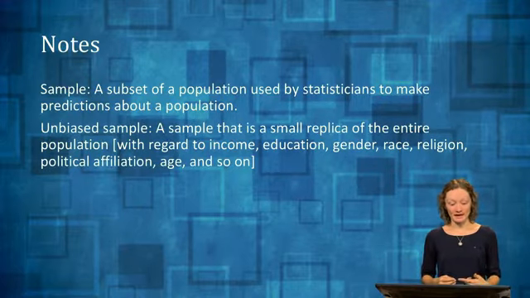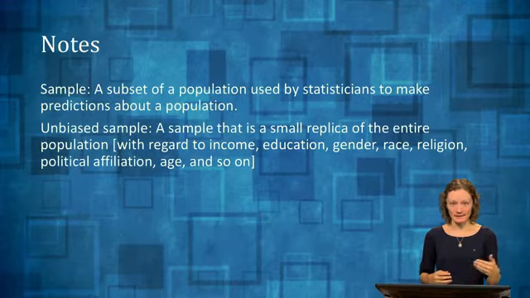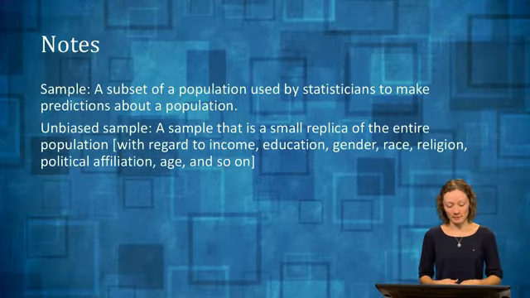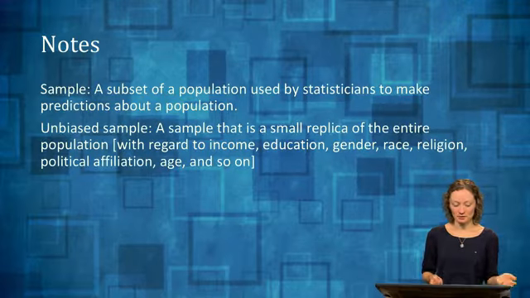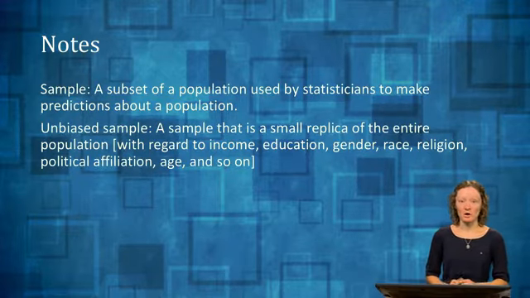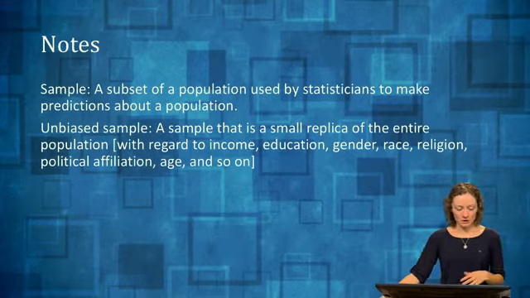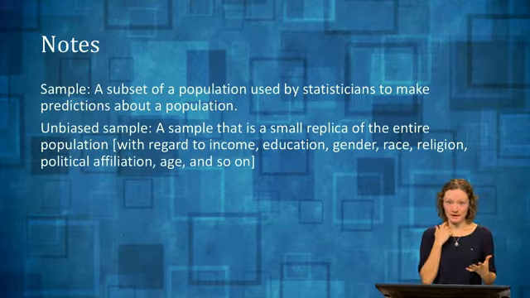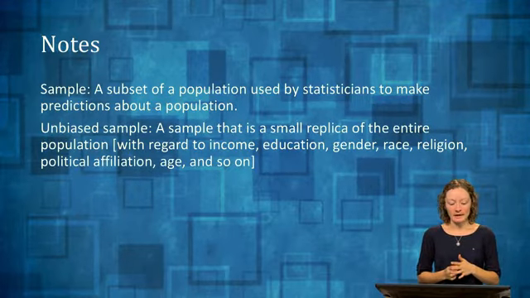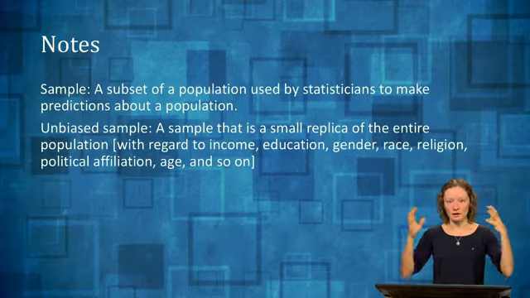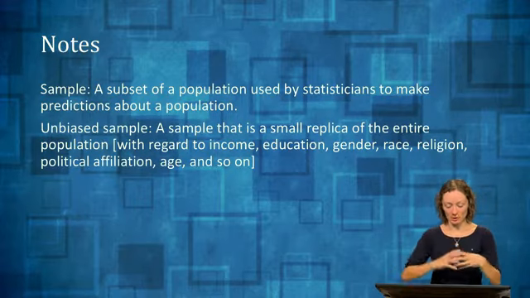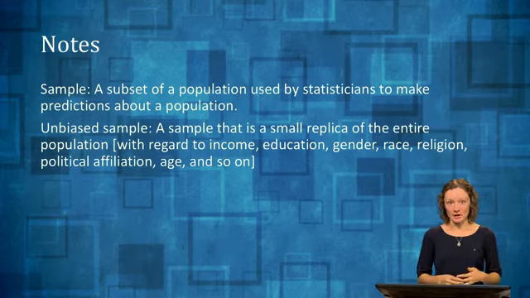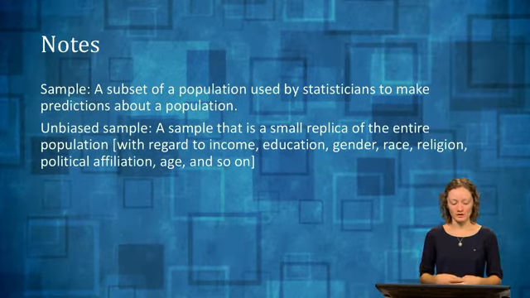Now, ideally, with any sample, we're getting an unbiased sample, which is our next definition. And this is a sample that is a small replica of the entire population with regard to certain criteria: income, education, gender, race, religion, political affiliation, age, and so on. The list goes on forever. So let's say we were talking about the United States. If we wanted to test or sample the United States for a certain type of data, it would be ideal if we could get an unbiased sample, a sample that replicated, on a smaller scale, all of these certain criteria, or maybe just one, depending on the study we're looking at.